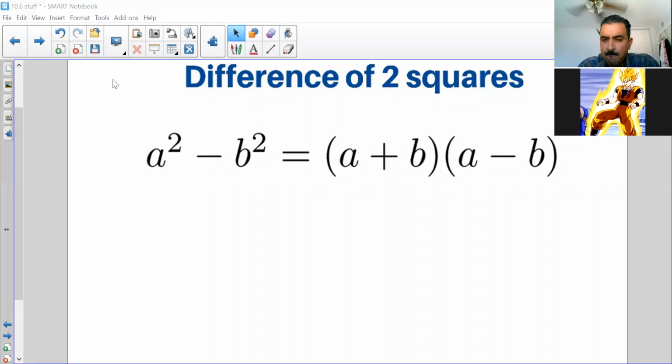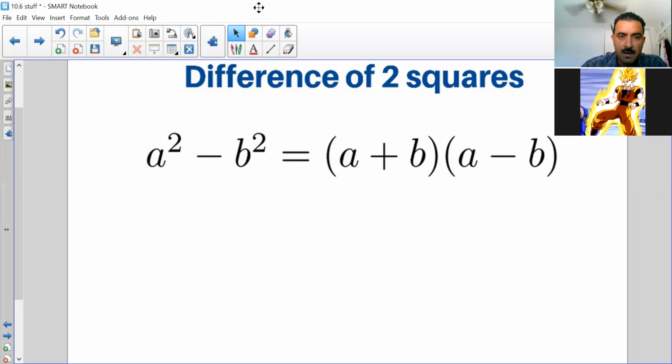The big picture is, Mr. Munguia has taught 1, 2, 3. Yeah, this is going to be our 4th method. Mr. Munguia has taught 4 methods of factoring. The first one is GCF.